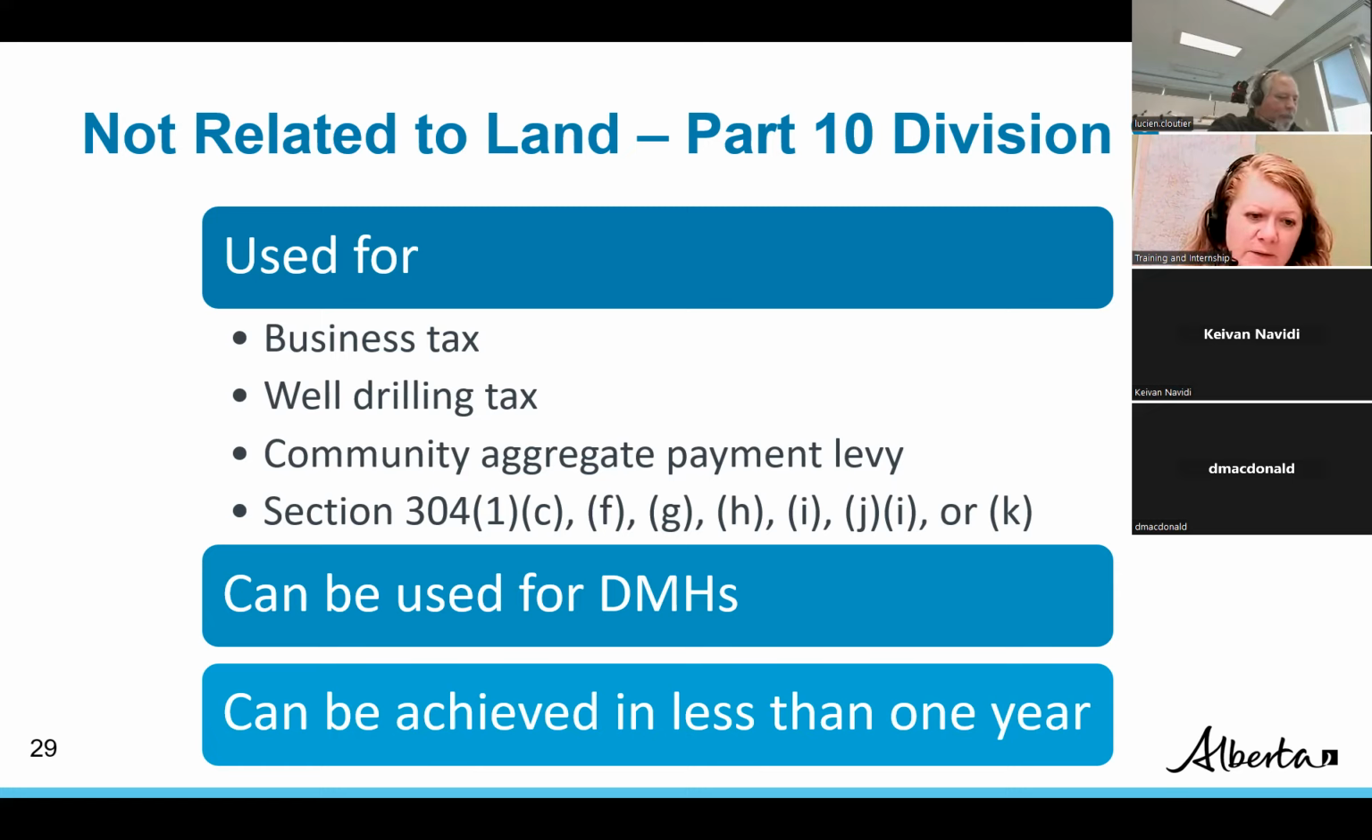When using this method for tax recovery on a designated manufactured home, the municipality is still seizing goods, not the home itself. This process can be used to recover tax arrears in a much shorter timeline, less than 1 year.